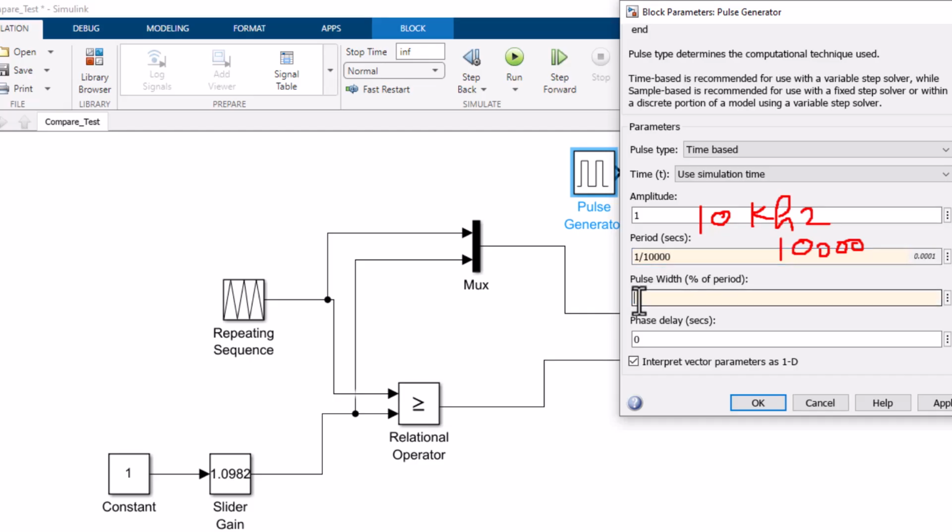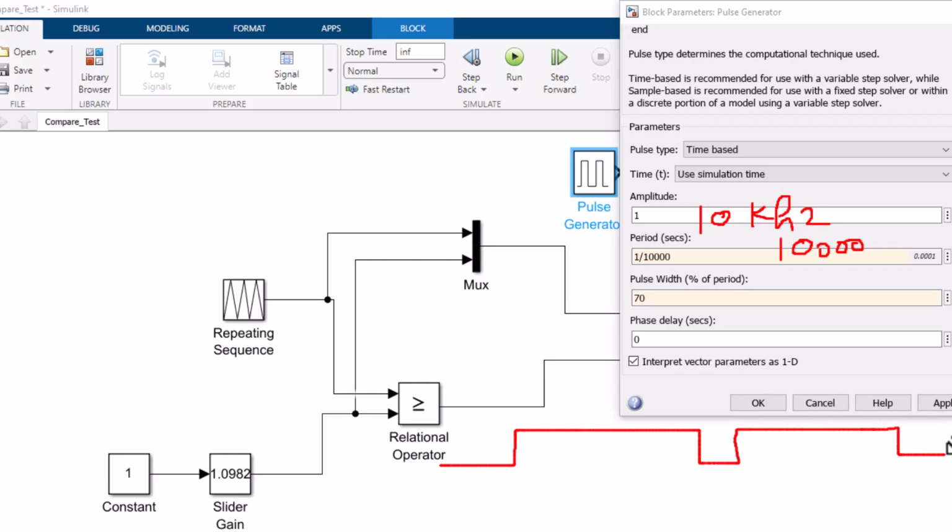And similarly, let's say I'm giving a 70% pulse width. That means my pulse is on for 70% and off for 30%. So the pulse is on for 70%, off for 30%, on for 70%, off for 30%. This is the way we generate the pulses with the pulse generator, but this is the direct way to get them.